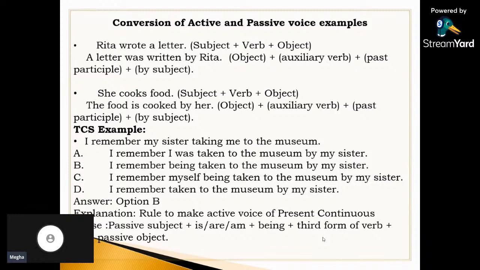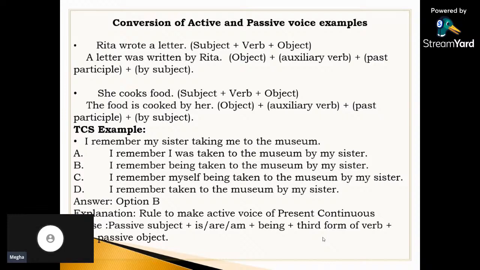So let's just see the example of TCS which is mentioned below. I remember my sister taking me to the museum. See, you have to change the active voice to passive voice here. Okay, I remember my sister taking me to the museum. So I here is the subject, correct? Remember my sister taking me is the action, to the museum is the object.